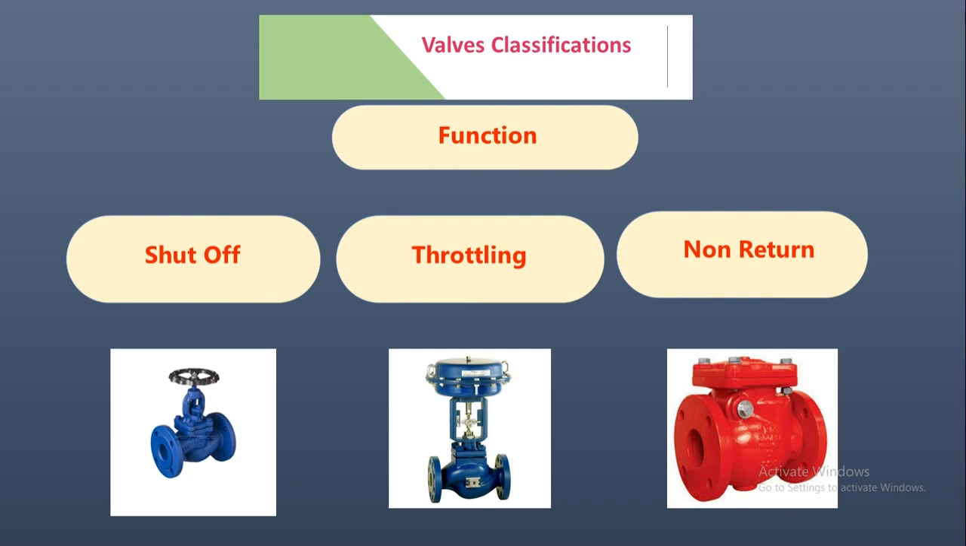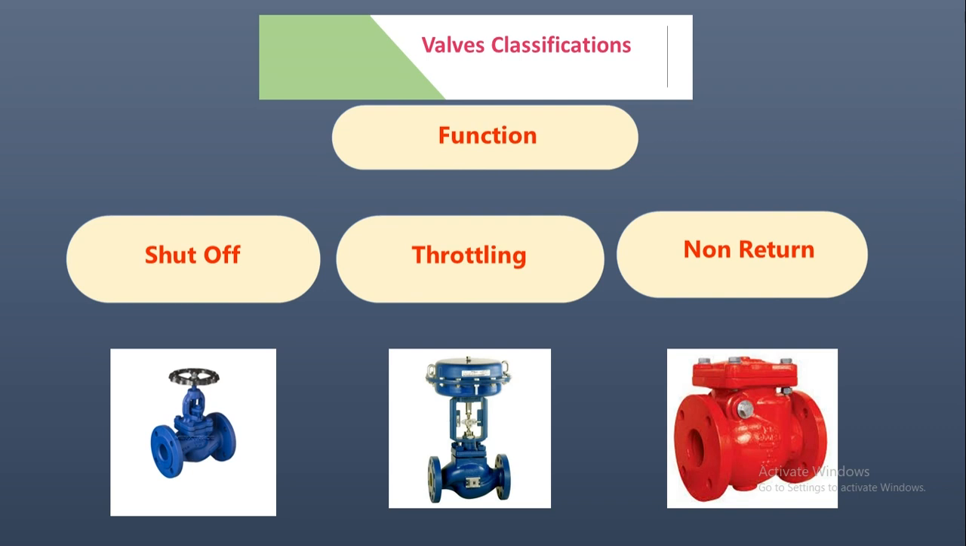Number 2 is the throttling valves. The throttling valves are used to regulate the flow, temperature, or pressure of the service. These valves can move to any position within the stroke of the valve and hold that position, including the full open and full closed positions. Therefore, they can act as on-off valves also, like pressure regulators and control valves.